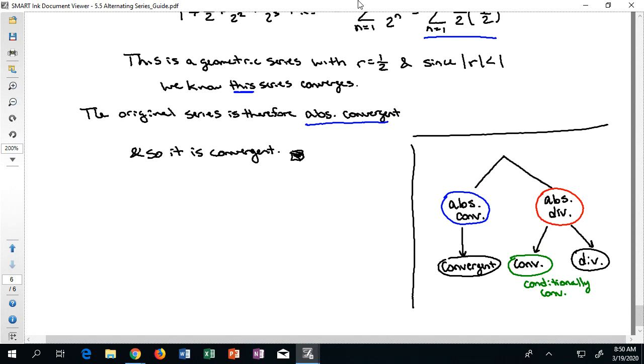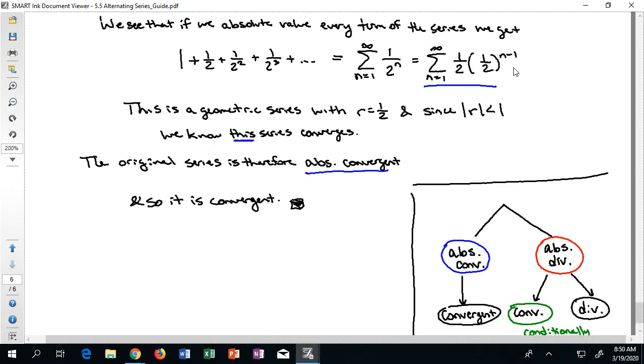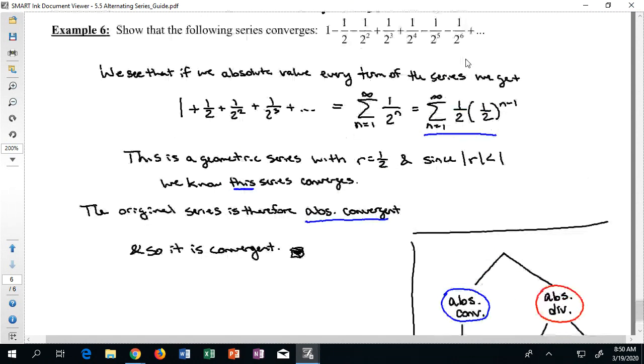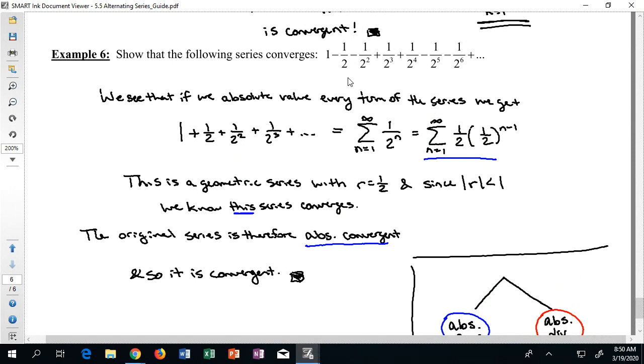I just want to make sure that we're really clear, and we've got to often be careful here that we don't stop too early in the argument. Once I know that this blue series converges, I go, oh, that was just absolute valuing everything. So this thing is absolutely convergent. Boom, therefore it's convergent.